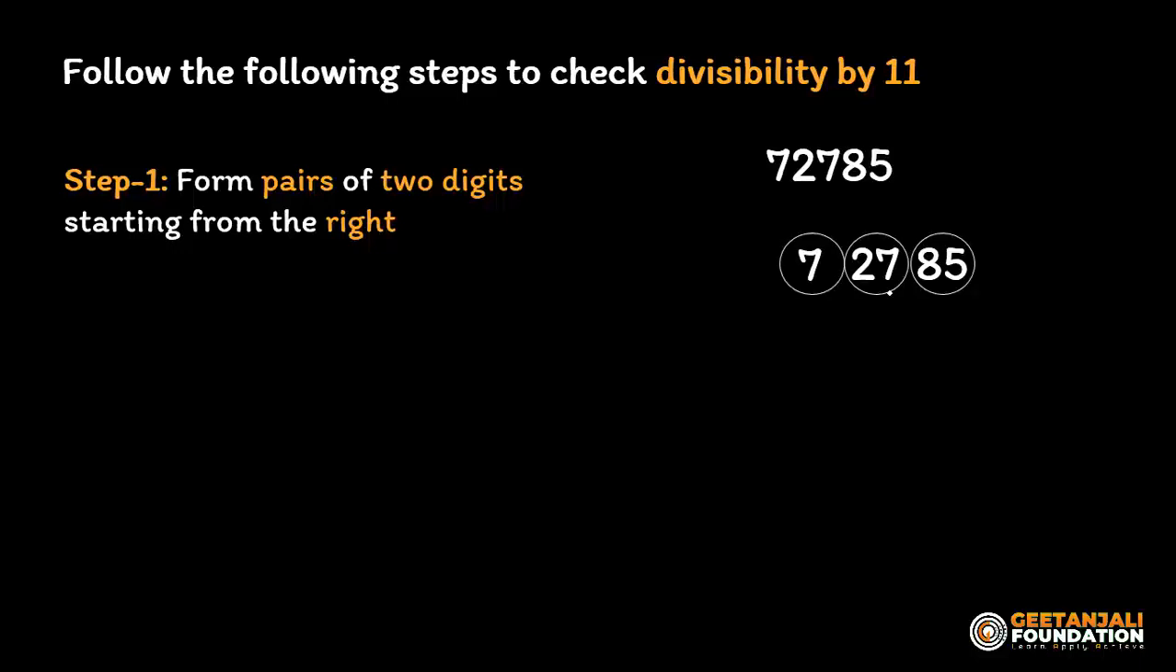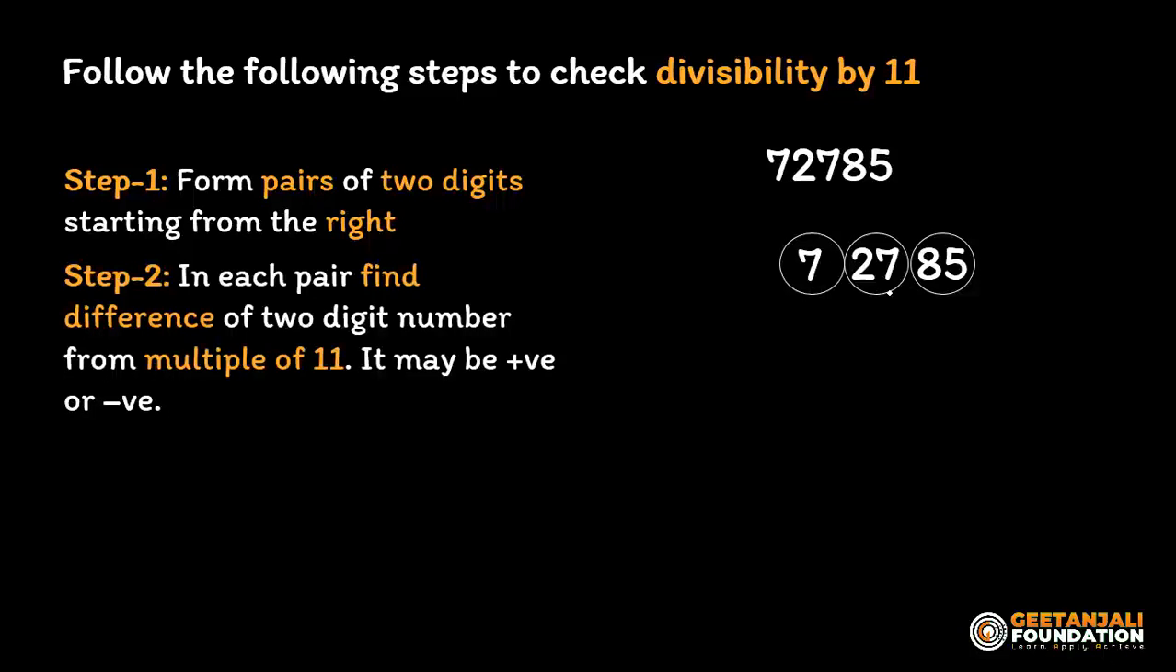In the next step, we take difference from the closest multiple of 11. For this pair, the closest multiple is 88, and the difference is minus 3. For this pair, the closest multiple is 22. 27 is 5 more than 22, so the difference is plus 5. And for 7, the closest multiple is 11. The difference between 11 and 7 is 4, and 7 is 4 less than 11, so it is minus 4.